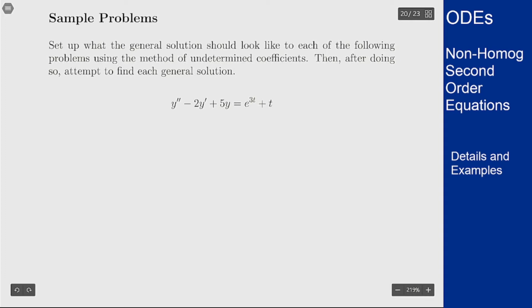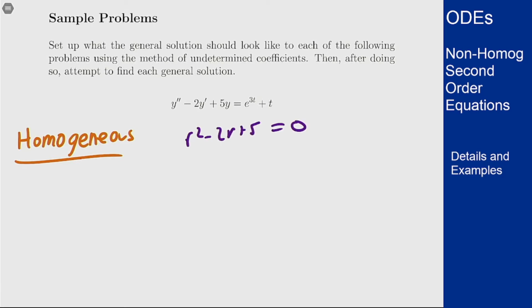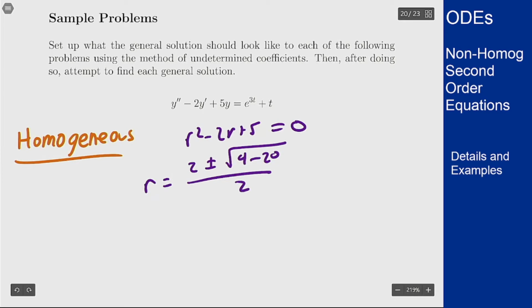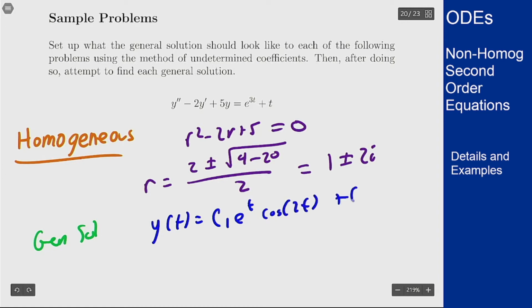So as always, start with the homogeneous part, which has characteristic equation r squared minus 2r plus 5 equals 0. This needs the quadratic formula. r equals 2 plus or minus the square root of b squared, which is 4, minus 4ac, which is minus 20, over 2. This will end up being 1 plus or minus 2i. That's a root of minus 16 in that formula. So my general solution is going to be y of t equals c1 e to the t cosine of 2t plus c2 e to the t sine of 2t.